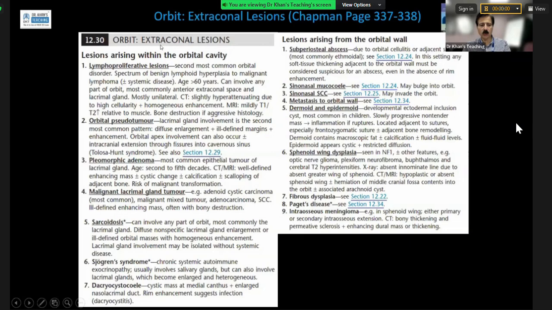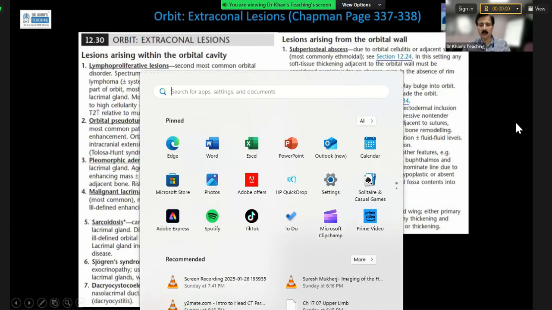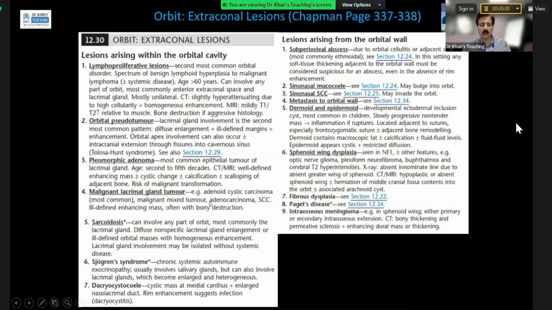And in your book, orbital extraconal lesion, look at this one. So this is an exam case, by the way. Dacryocystocele, cystic mass, medial canthus plus enlarged nasolacrimal duct. And they can also show you with infection where it will enhance. So that is an important case for you to remember.